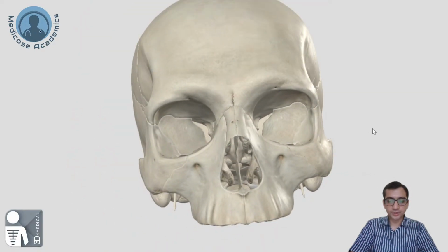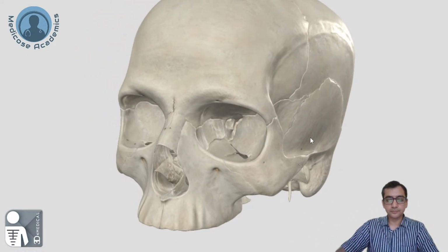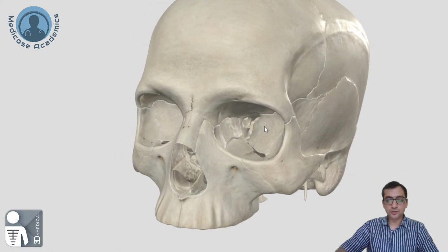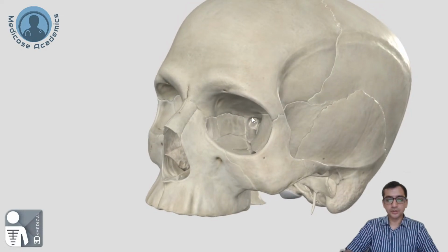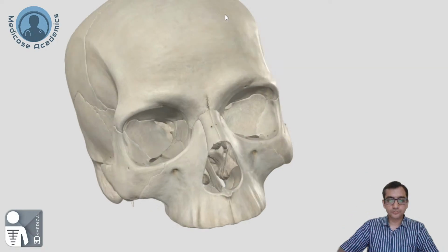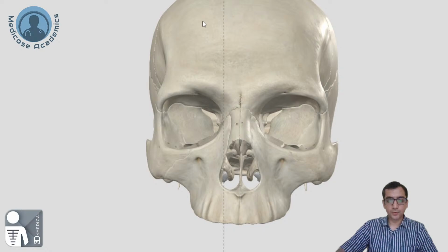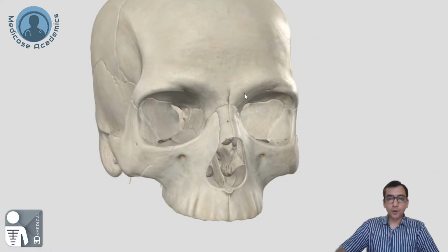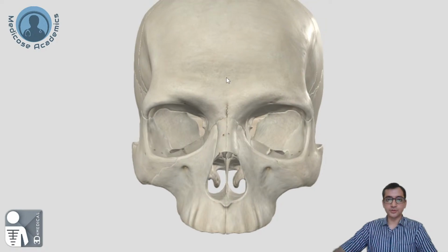We will go through the same routine. First, let's see which bones are there. Then we'll see which sutures are there. Then we will focus on the individual bones. Okay, let's see what bones are visible here. First, I'm just naming the bones.